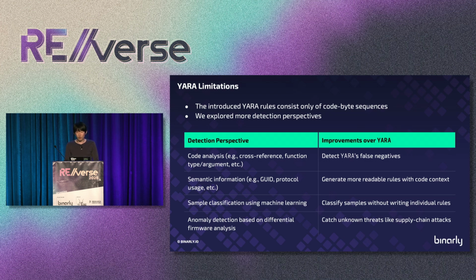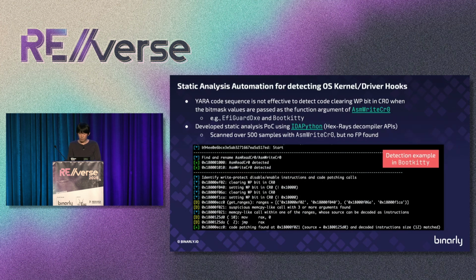So we explored more advanced detection perspectives using code analysis, semantic information, machine learning, and differential firmware analysis. As I said earlier, YARA is not effective to detect code clearing the WP bit in CR0 when the bit mask values are passed as the function argument.